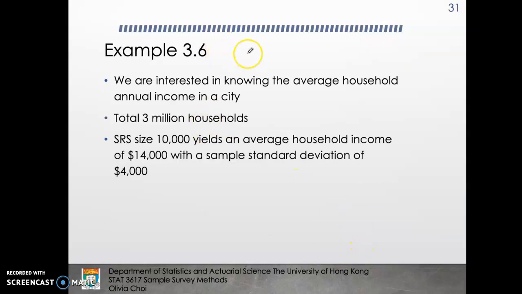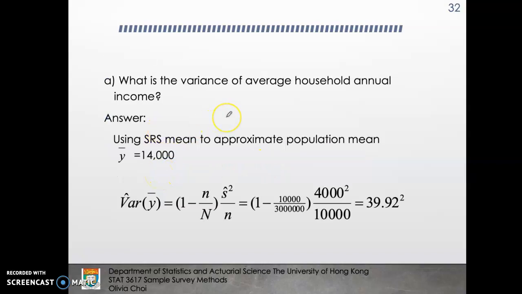Example 3.6: we're interested in knowing the average household annual income in a city. The total number of households is 3 million, but we only have a sample size of 10,000, giving an average household income of $14,000. And we're given a sample standard deviation of 4,000. What is the variance of the average household annual income?